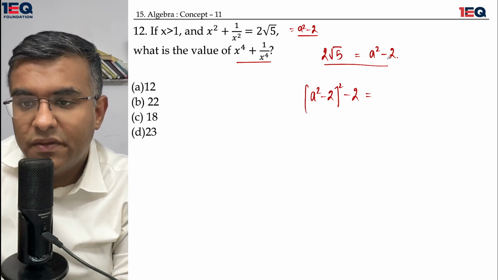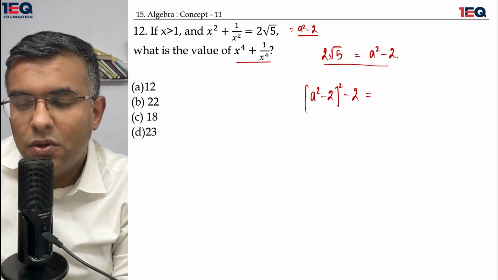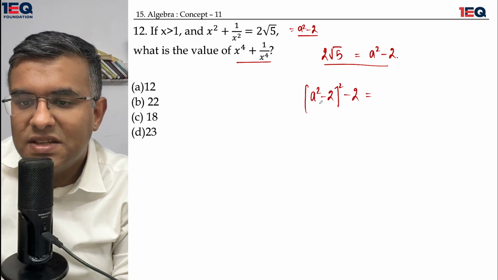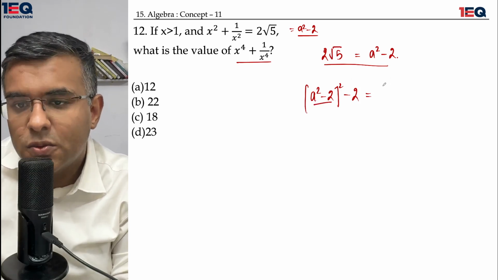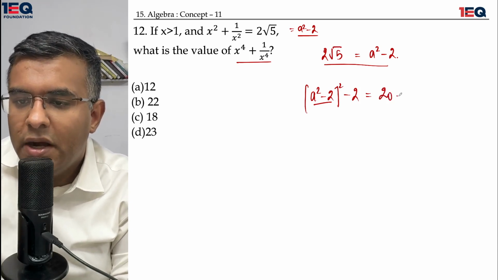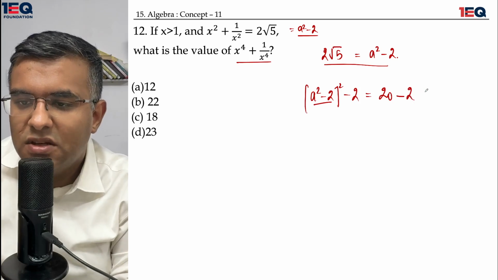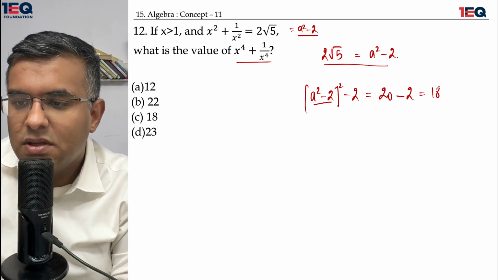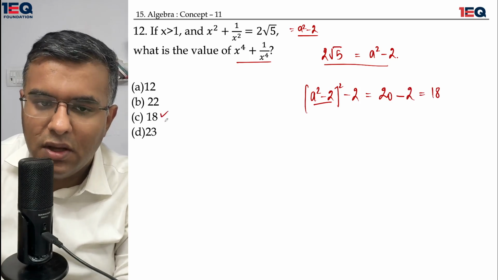Sorry, what is the result of a square minus 2? A square minus 2 is equal to 2 root 5. What about this entire situation being a whole square? That means 4 5s are 20, and another 20 minus 2, which is here from the same equation. My answer comes out to be 18.